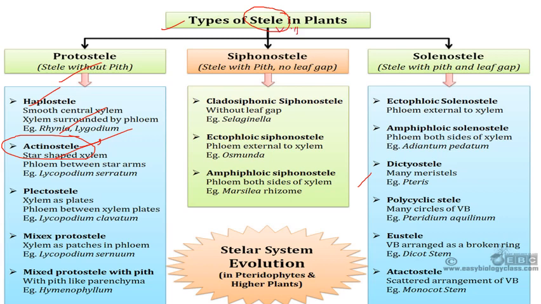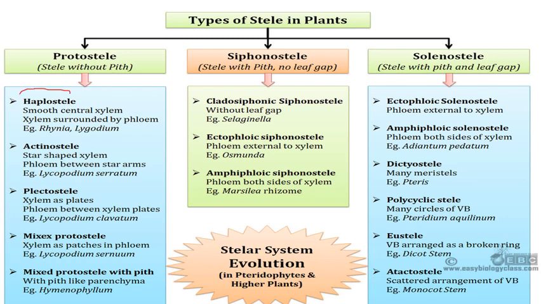So we basically divide the stelar system into 3 parts. First one is protostele, that is stele without pith, in which pith is absent. Then next is siphonostele, that is stele with pith, but there is no leaf gap present. Leaf gap means the supply of vascular bundles, the vasculature, to the leaf. Then comes solenostele, that is stele with pith and leaf gap, in which both pith and leaf gap are present.